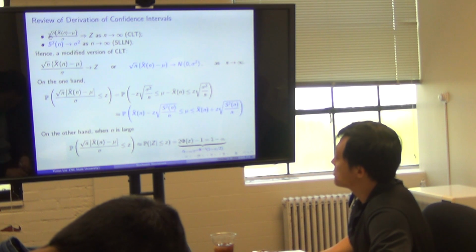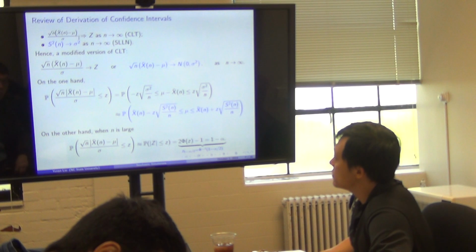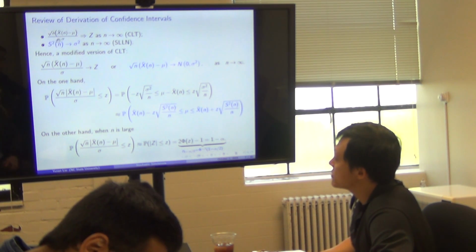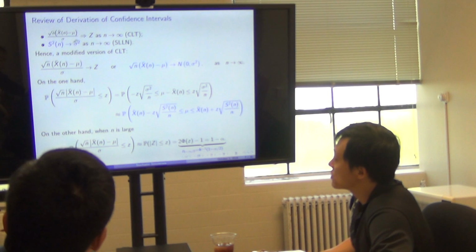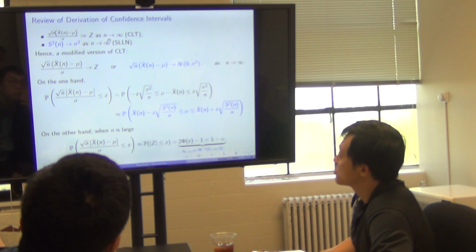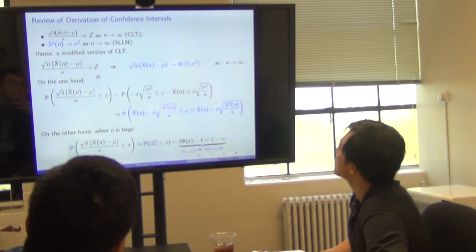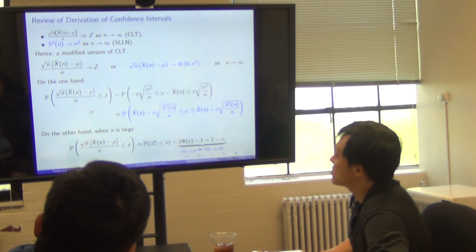Quick review of how it's derived. We know that this converges to Z because of the central limit theorem. We know that this converges to the true variance as n increases, by the strong law of large numbers. So we modify the CLT by dividing. Let me just go directly here.